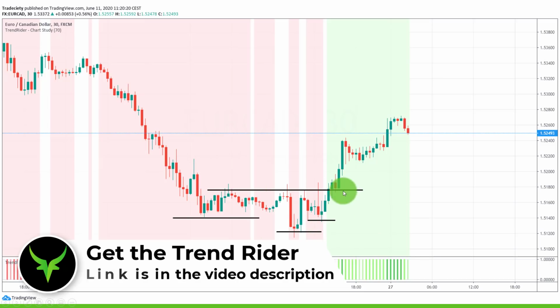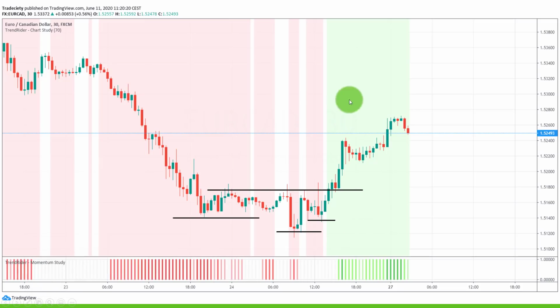You can see the trend rider adds a lot of nice confluence. You have the green background color here that signals when the momentum is changing. You have the green histogram that confirms here the bullish momentum on the breakout. So there are many, many ways how you can improve your odds on trading a head and shoulders.